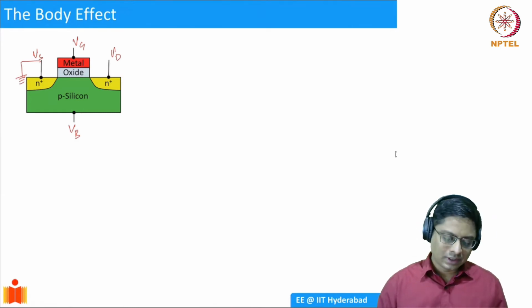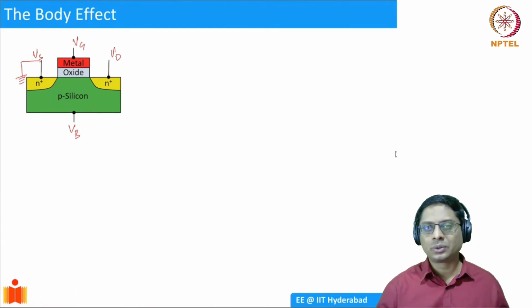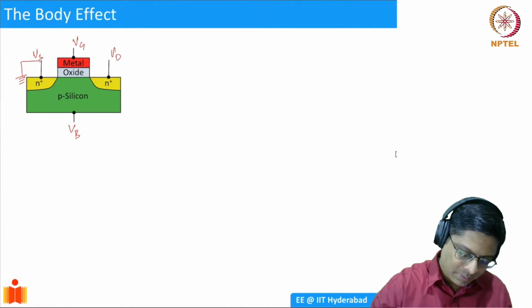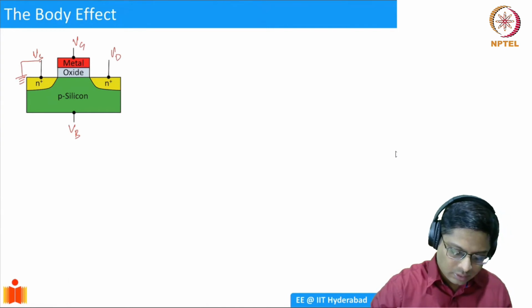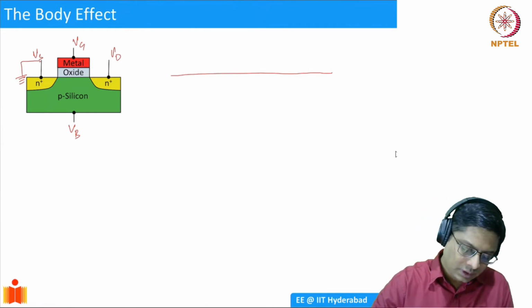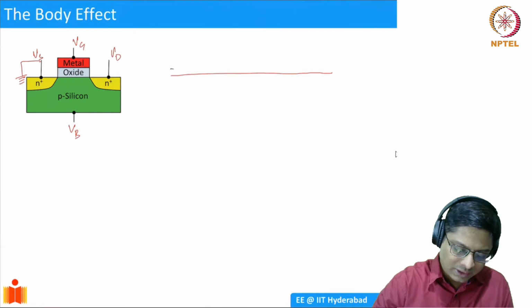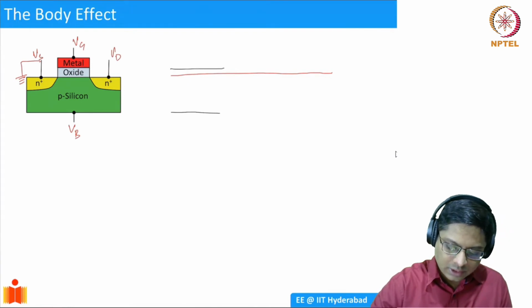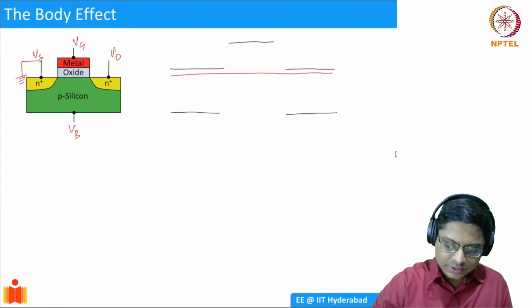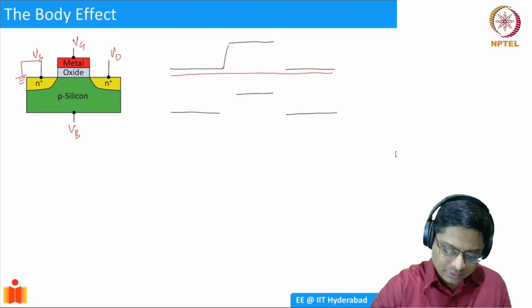The reason is, let's try to recollect how the current flows between the source and the drain. The current flows because there is a barrier. Let me go back to the energy band picture. Let me say I have a constant Fermi level, and then I have an N-type source, an N-type drain, and then I have a P-type channel. Because of that, I have a band which is forming like this.